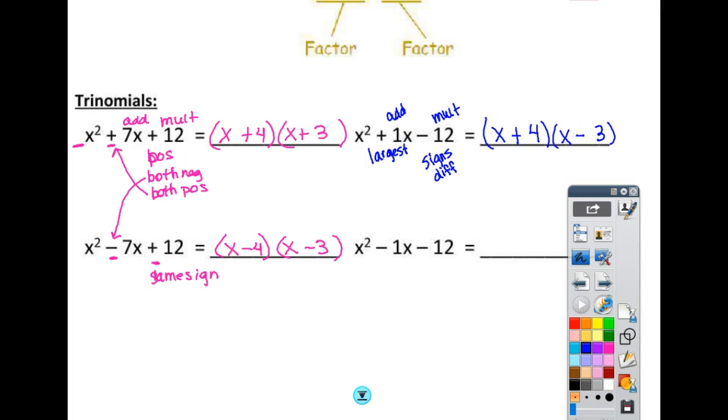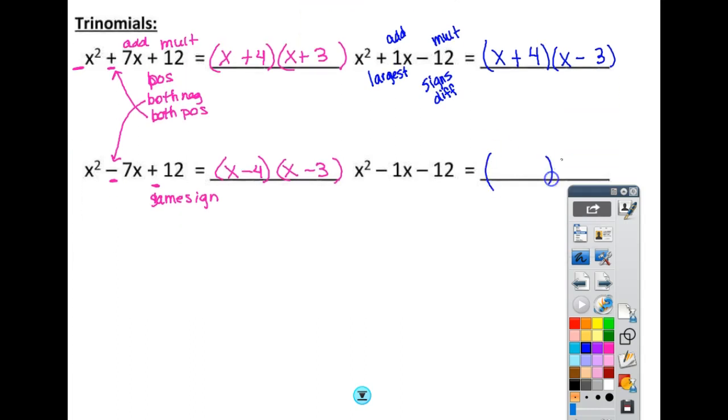And if you don't like thinking of it that way, some of you are able to just do it without thinking through that. But some of y'all need that little trick. Now, if you're unsure, you stop and check it. 4 times negative 3 is negative 12. Then 4 minus 3 is a positive 1, okay? And so down here, the signs are going to be different because that negative right here says the signs are different. But they have to add up to a negative 1.